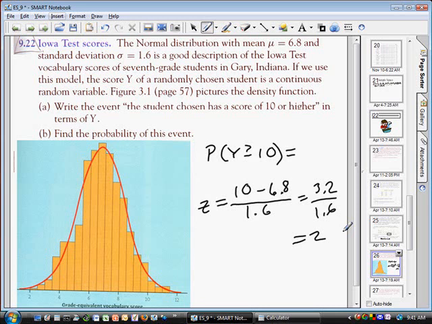68% is within one either way. 95 is within two either way. 99.7 is within three either way. Well, we have the two here, so 68 and 95. But I don't want to know what's in here. I want to know what's up here. Well, if 95 are in here, that leaves 5%, equally balanced. I only want this, so half of 5% is 2.5%. Okay.